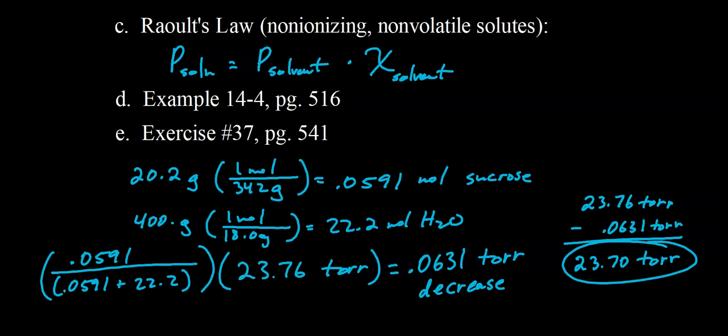Water by itself at 25 degrees Celsius has a vapor pressure of 23.76 torr. And so if it goes down by 0.0631, our resulting vapor pressure of the solution is 23.70 torr. Now I didn't do part C, but you would set that up kind of the same way, except that the vapor pressure of water by itself at 100 degrees Celsius, of course, is 760 torr. And so the vapor pressure, I believe, goes down by about 2 torr to 758.